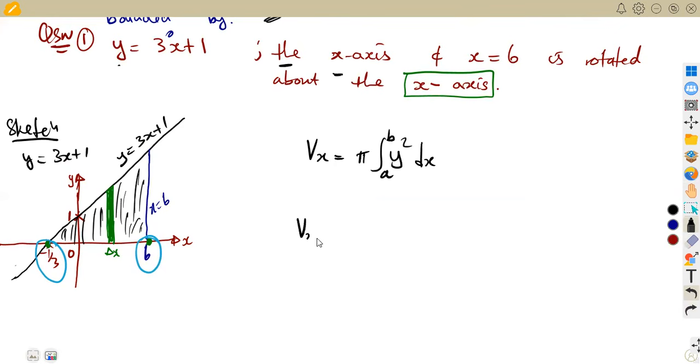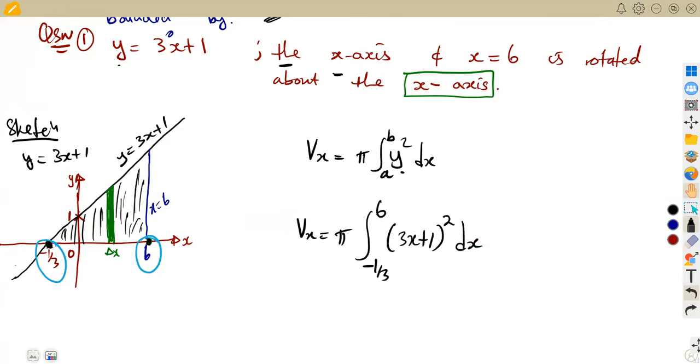All right, so that's our volume. So y is a function of x, which means we're talking about our f of x, which is 3x plus 1. So that is going to be pi, the integral of (3x plus 1) to the exponent of 2 with respect to x. All right, having our limits from minus a third, which is our lower limit, to positive 6, which is the upper limit in this case.